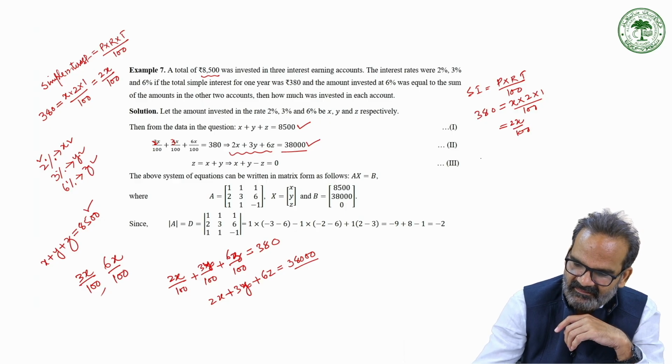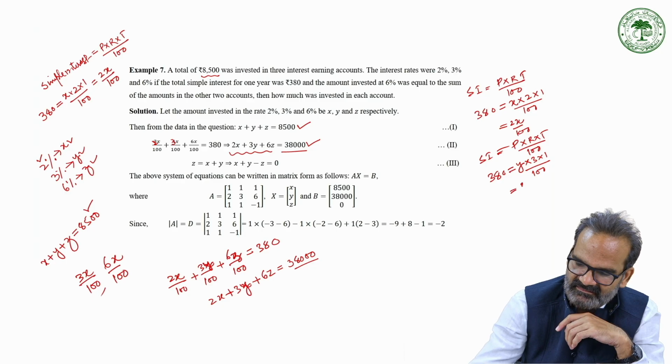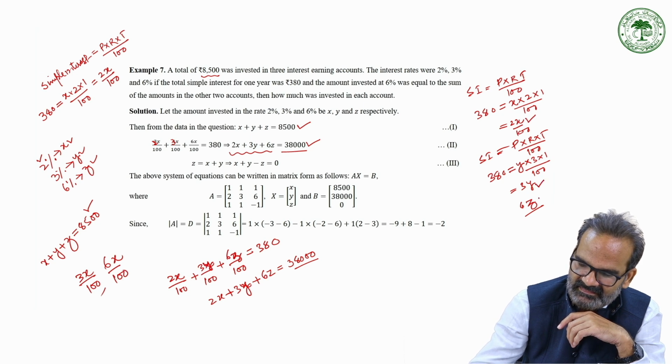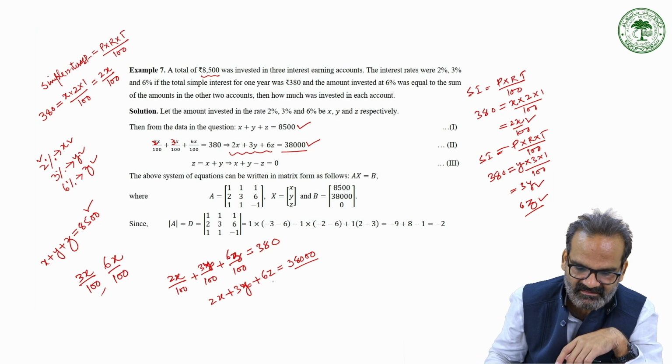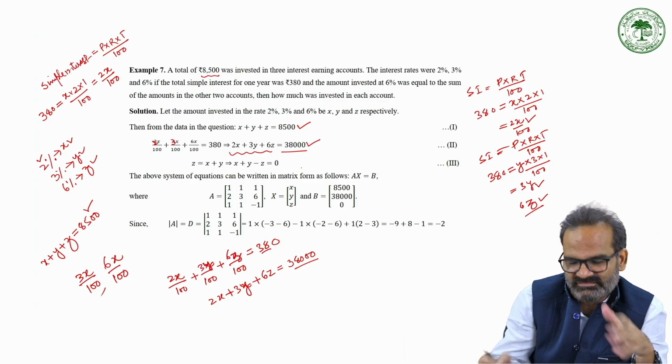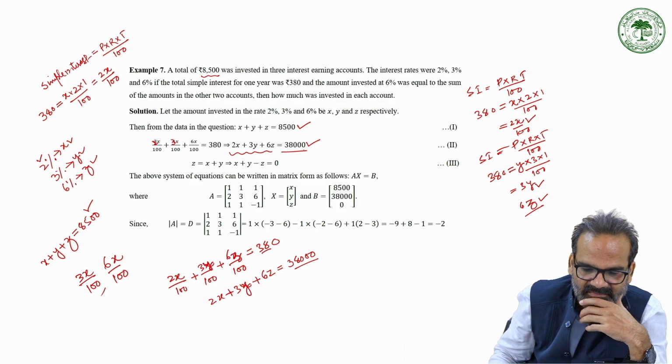For the second, SI is equal to PRT divided by 100, right? So this is again 380, equal to P, now Y, R is 3 and T is 1, divided by 100. So what we will get here? This is 3y. Like for the third, 6z, right? So twice x upon 100 plus 3y upon 100 plus 6z upon 100, we will get here as 380. Now simplify it, you will get 38000.